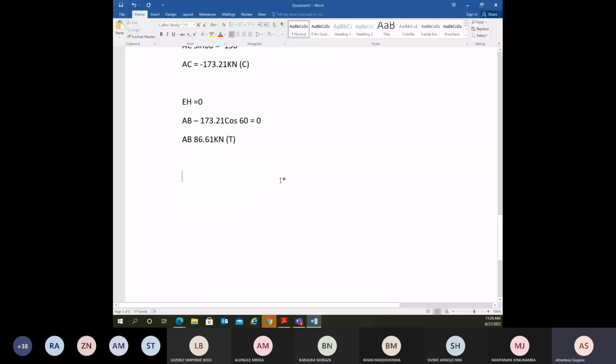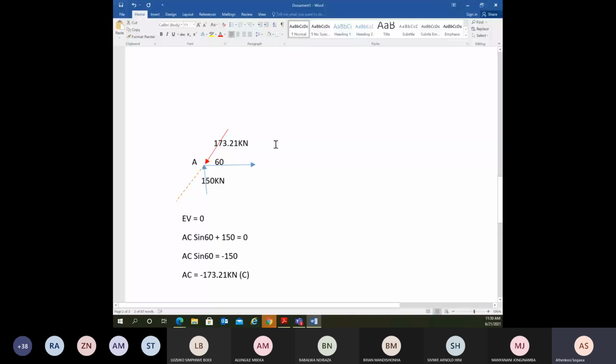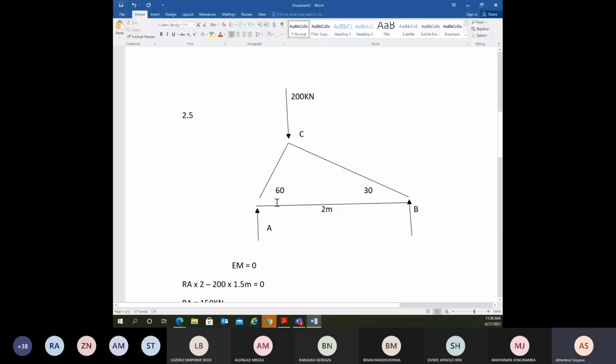Now, this is 86.61 in tension. That means if the force is in tension at A and at B, it will be in tension, because we already know the force there is in tension. We don't know what the other one is.